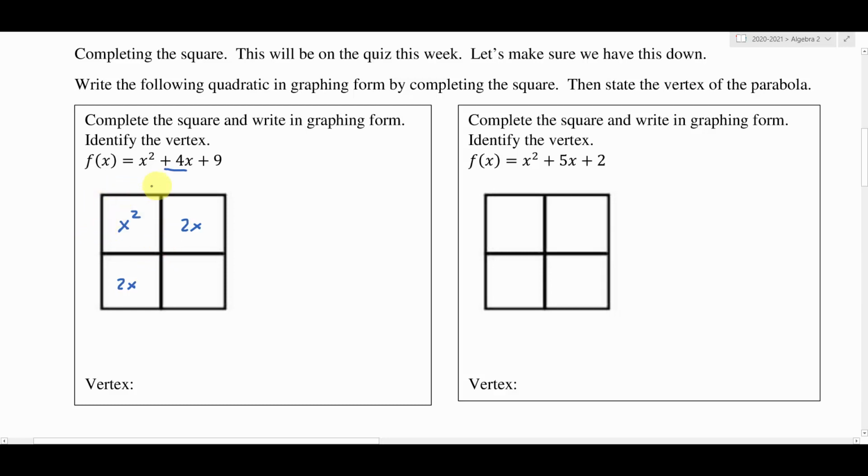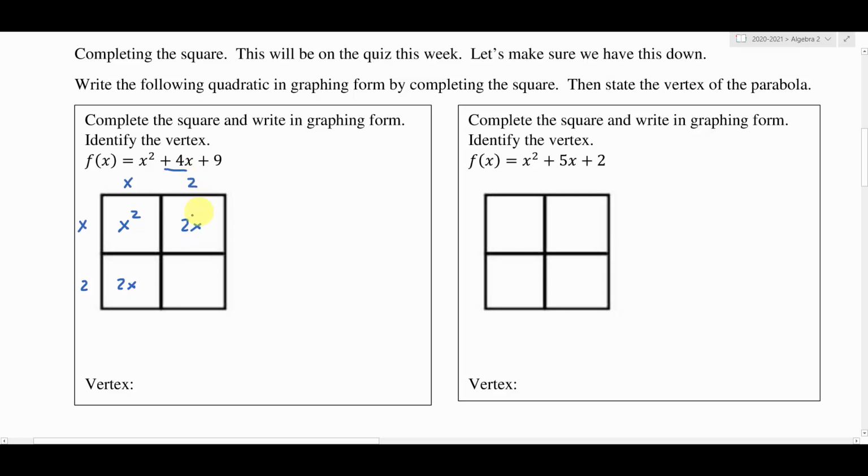Then I'm going to start working on my outside dimensions here, right? If I focus on this upper left-hand box, I need to multiply two numbers to get x squared. The only way that's going to happen is if I do x and x. Now x times whatever number goes here has to give me 2x, so this has to be a 2. And x times whatever number goes here also has to give me a 2x, so that also has to be 2.